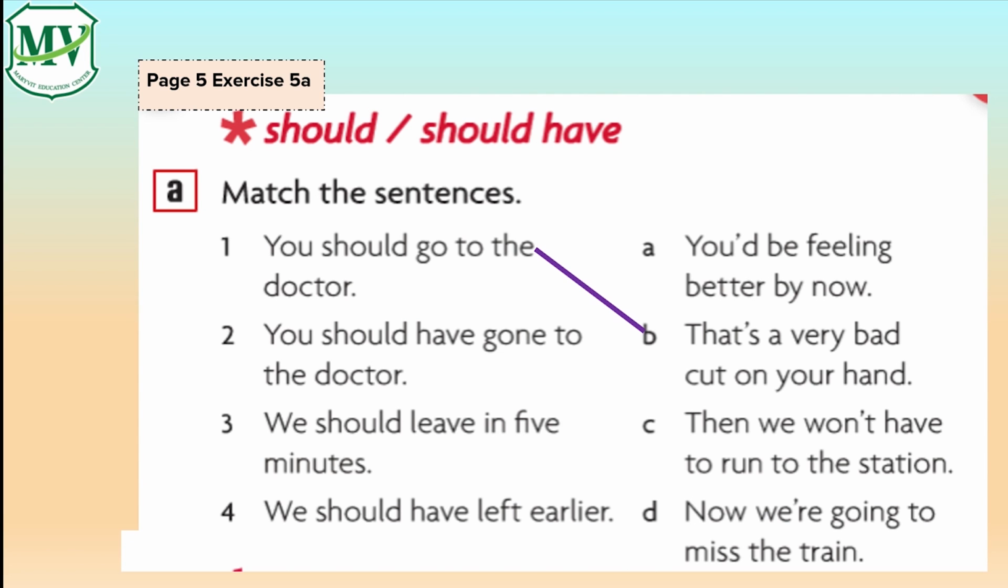That's right. B. That's a very bad cut on your hand. What about number 2? You should have gone to the doctor. Correct. A. You'd be feeling better by now. How about number 3? We should leave in 5 minutes. Very good. C. Then we won't have to run to the station. And last item, number 4. We should have left earlier. D. Now we're going to miss the train.